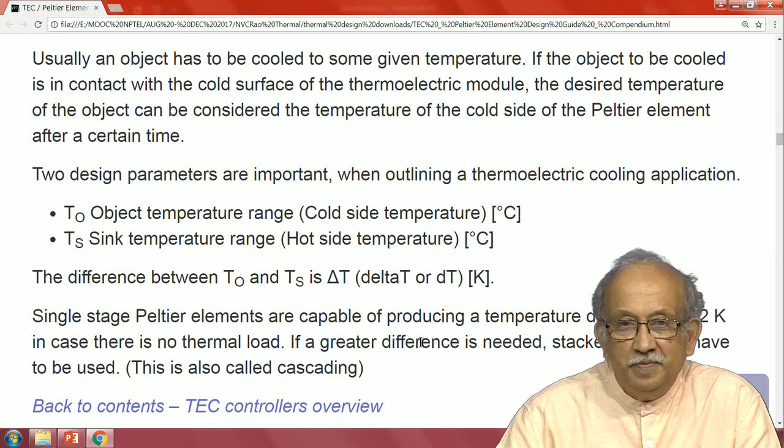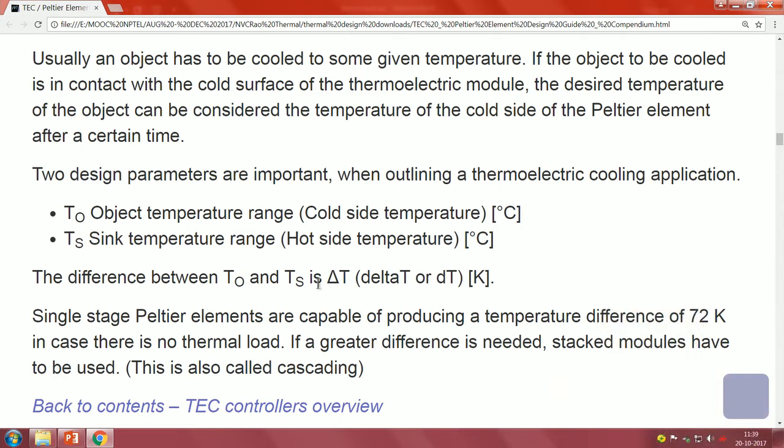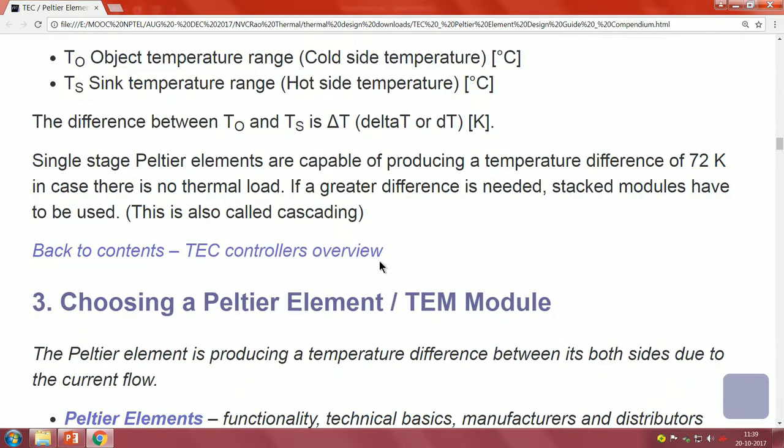So, you need to work out the delta T that it can come to. Single stage peltier elements are capable of producing a temperature difference of 72 degrees in case there is no thermal load. If a greater difference is needed, stacked modules have to be used, cascaded.